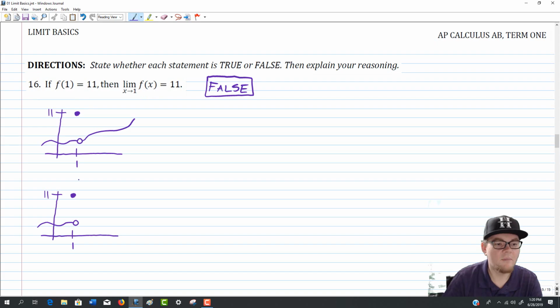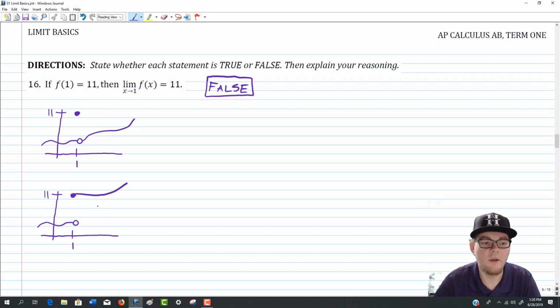We could start with the same piece, but we could actually have a non-removable discontinuity at this point. Again, we'll talk about what that means. It's called a jump. We'll talk about them later. But we could have where the behavior is moving towards one value on the left, but specifically at x equals 1, it includes the y value of 11, but then it does something else entirely otherwise. So unfortunately, both of those two situations are possible, which means that this statement is absolutely false.